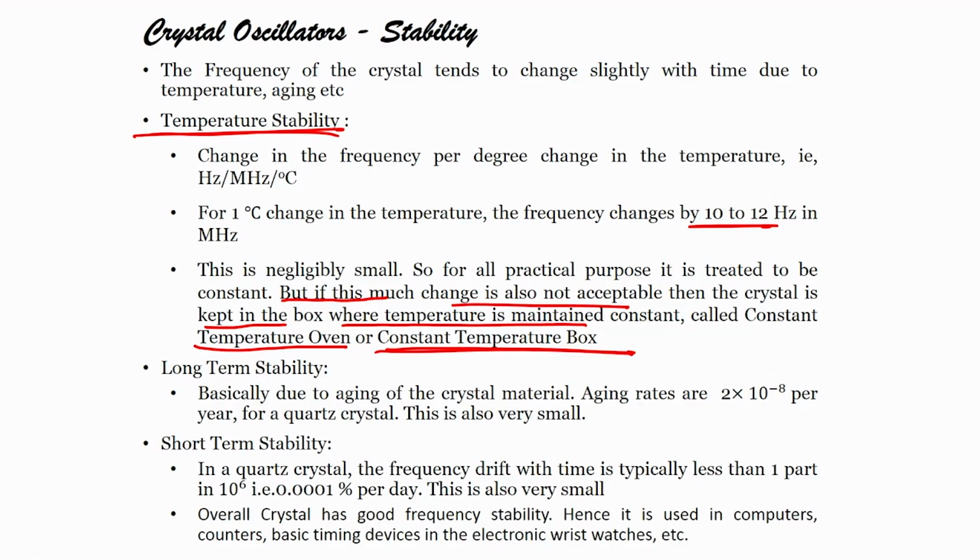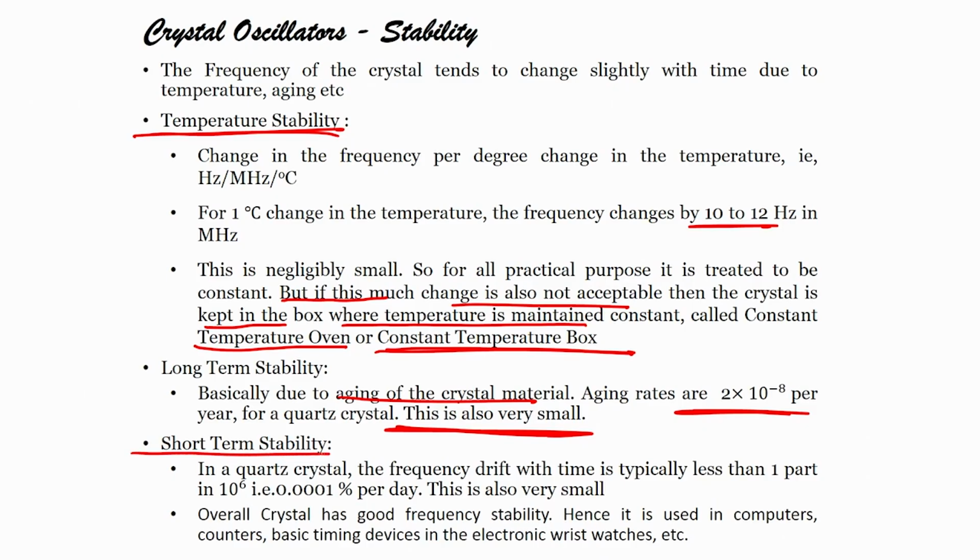How about long term stability? When I talk about long term stability, basically due to aging of the crystal material, the aging rates are 2 into 10 to the power minus 8 per year for a crystal. This is also extremely small, 2 into 10 to the power minus 8 per year, this is super small, right, very small. So, basically due to aging, the crystal material's aging rate is so small. So, that is why the long term stability is also excellent.